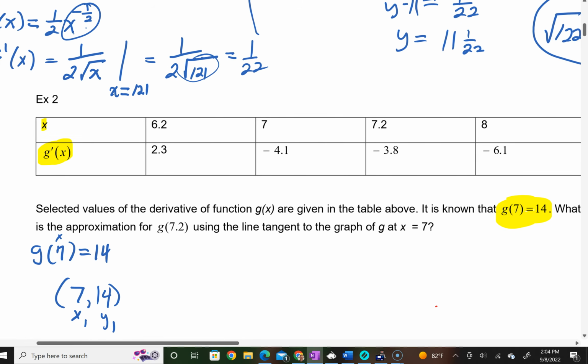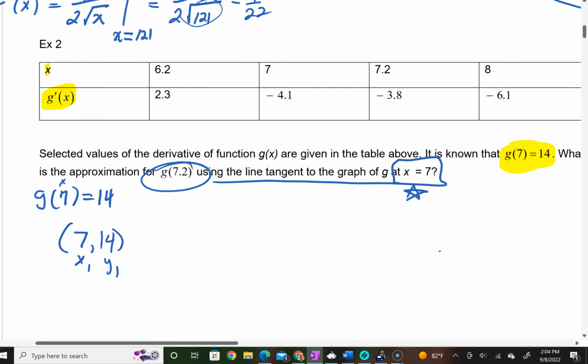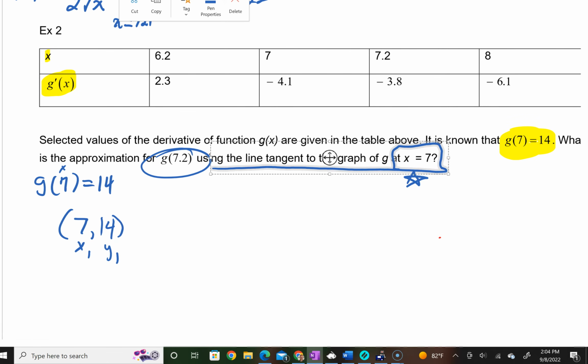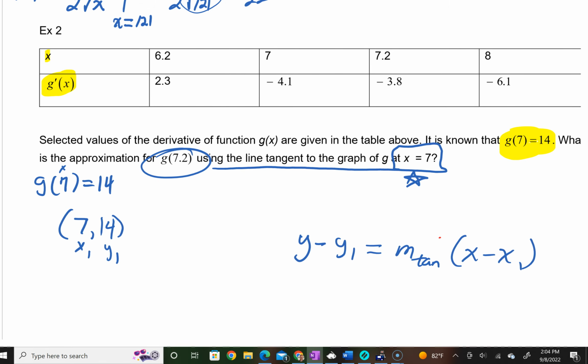So they want us to find an approximation of g of 7.2 using the tangent line at x equals 7. Once again, they're saying, please give me a tangent line. Over and over and over again, we're going to do that. Okay, so we've got point slope form for a line. So we have y minus y1 equals the slope of the tangent, m, times x minus x1.